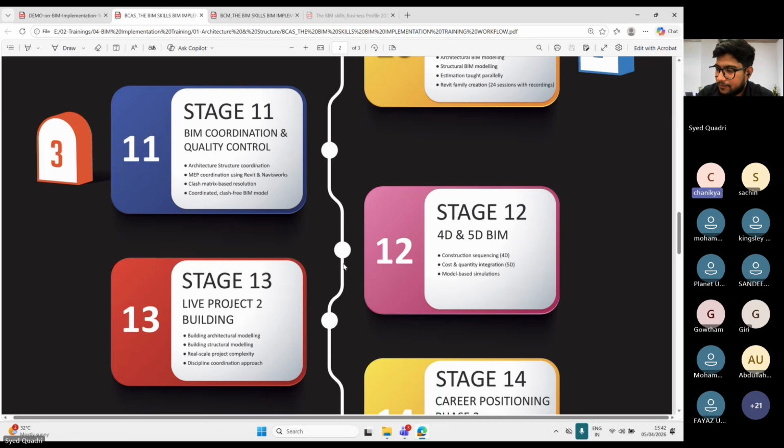Syed, apart from Revit, do you also cover Primavera P6? No, it is still not included. Planning and all, I think that could be separate, as he also mentioned for 4D. If you want to learn in depth, it can be included with Primavera and 4D separately. Yes, we can do it if possible. I am also interested in Primavera, a basic one.